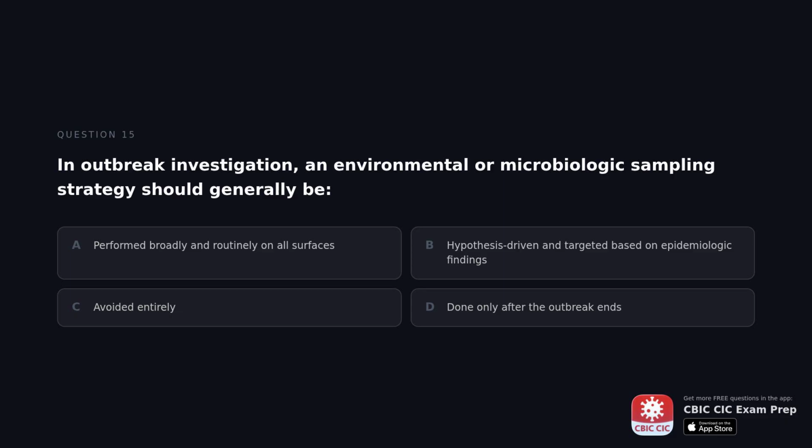In outbreak investigation, an environmental or microbiologic sampling strategy should generally be: a. Performed broadly and routinely on all surfaces. b. Hypothesis-driven and targeted based on epidemiologic findings. c. Avoided entirely. d. Done only after the outbreak ends.